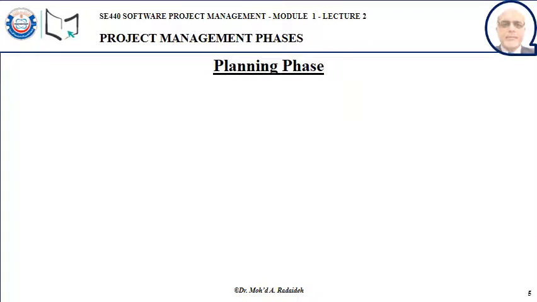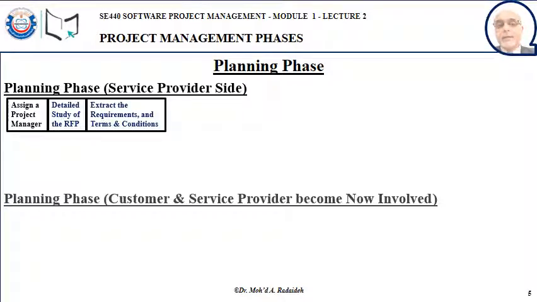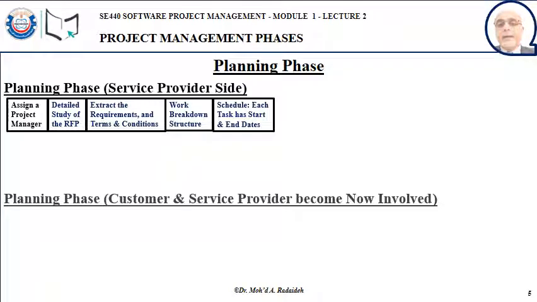Now with the planning phase, we start at the service provider side. The service provider would assign a project manager for the project opportunity in hand. Then a detailed study of the RFP would be conducted to define the requirements and terms of conditions of the project, and that would be translated into a work breakdown structure, as we will explain later on in module 3. Then the schedule would be added, where each task would be given a start and end date, as well as the project would have a start and end date.